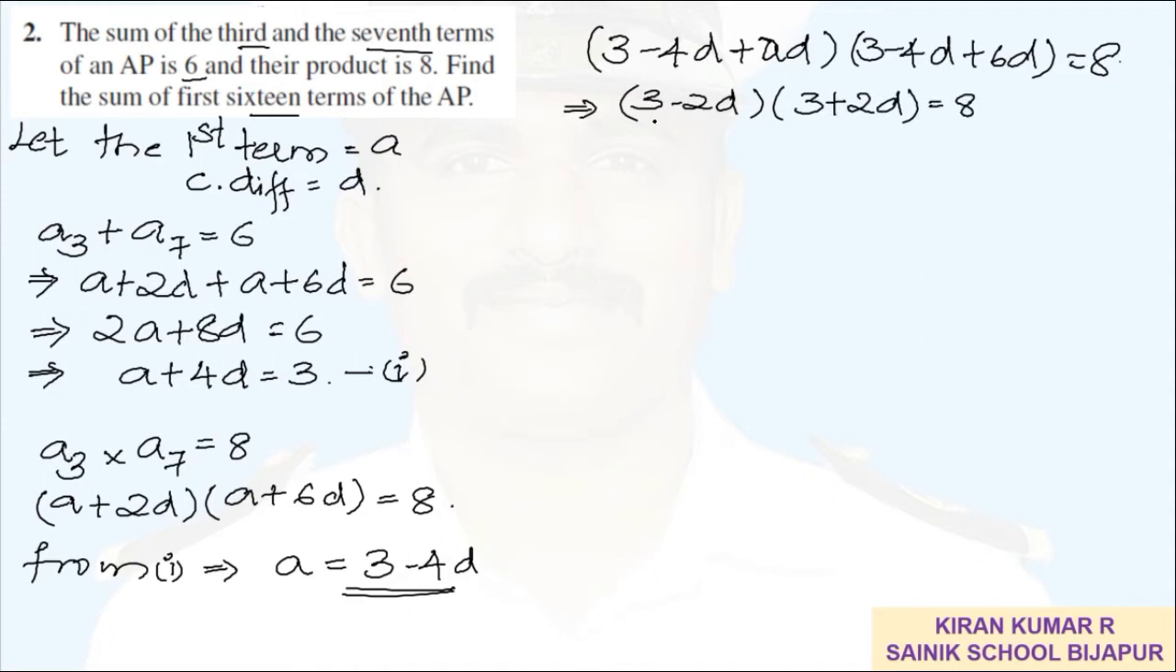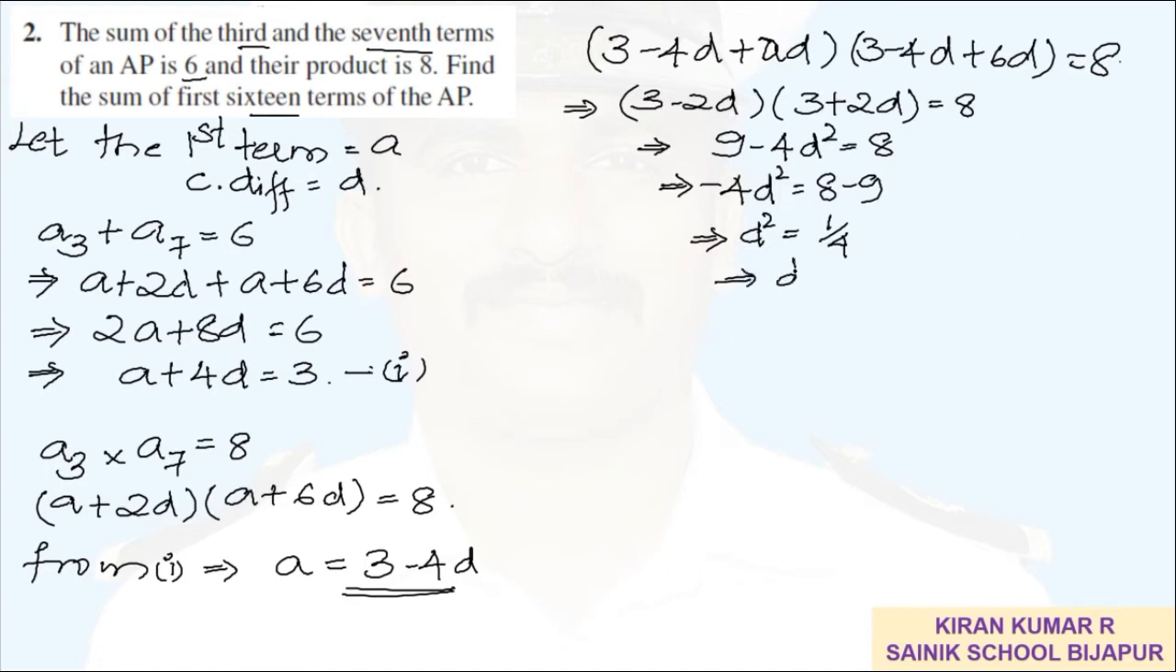Now look at this, it is like a plus b into a minus b, so the a square minus b square identity can be used. It becomes 9 minus 4 times d square equal to 8. With this I can get negative 4d square as 8 minus 9, which will be negative 1, so d square will be 1 upon 4. Minus and minus get cancelled, so this implies the value of d is plus or minus 1 by 2.